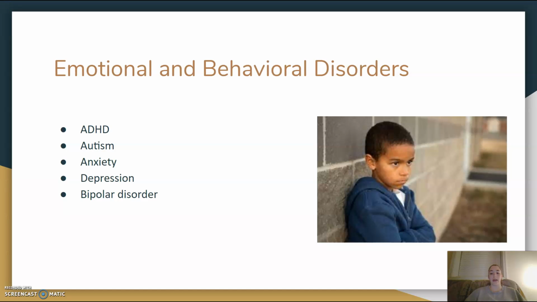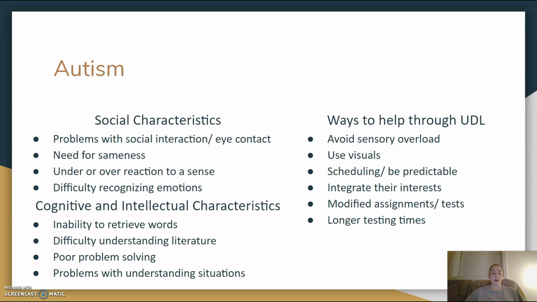The next one is emotional behavioral disorders. First of all, you have autism. They have problems with eye contact and social interaction with people. They need sameness. They need a strict schedule and routine, and they also are more comfortable around the same people every day. And they might have difficulty recognizing emotions.